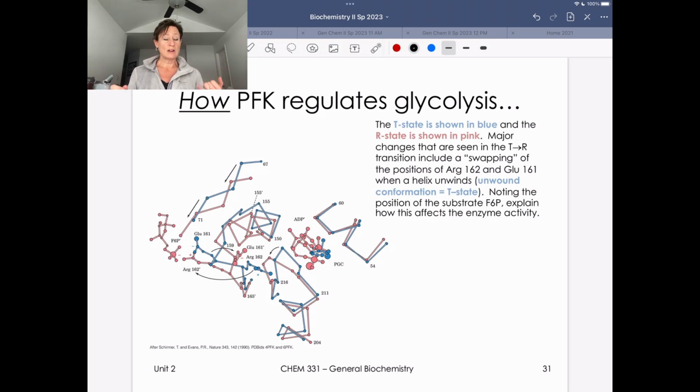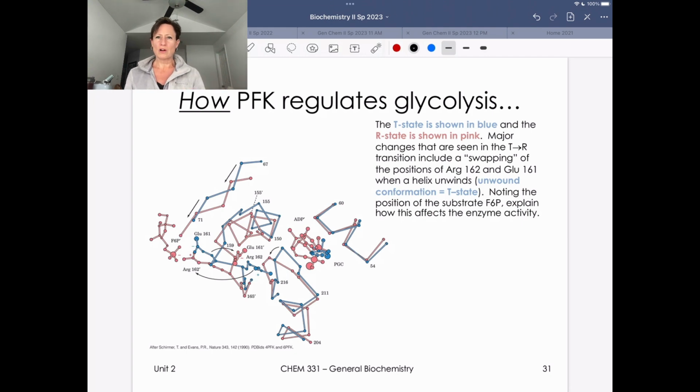All right, so we know PFK is the rate controlling enzyme for glycolysis, right? We have a video out there that shows us how inhibitors and so forth can change the activity of the enzyme. But now we're going to actually look at the structural details of how PFK is regulated. Okay, we know PFK regulates glycolysis, but again, this is the how it's able to do so.